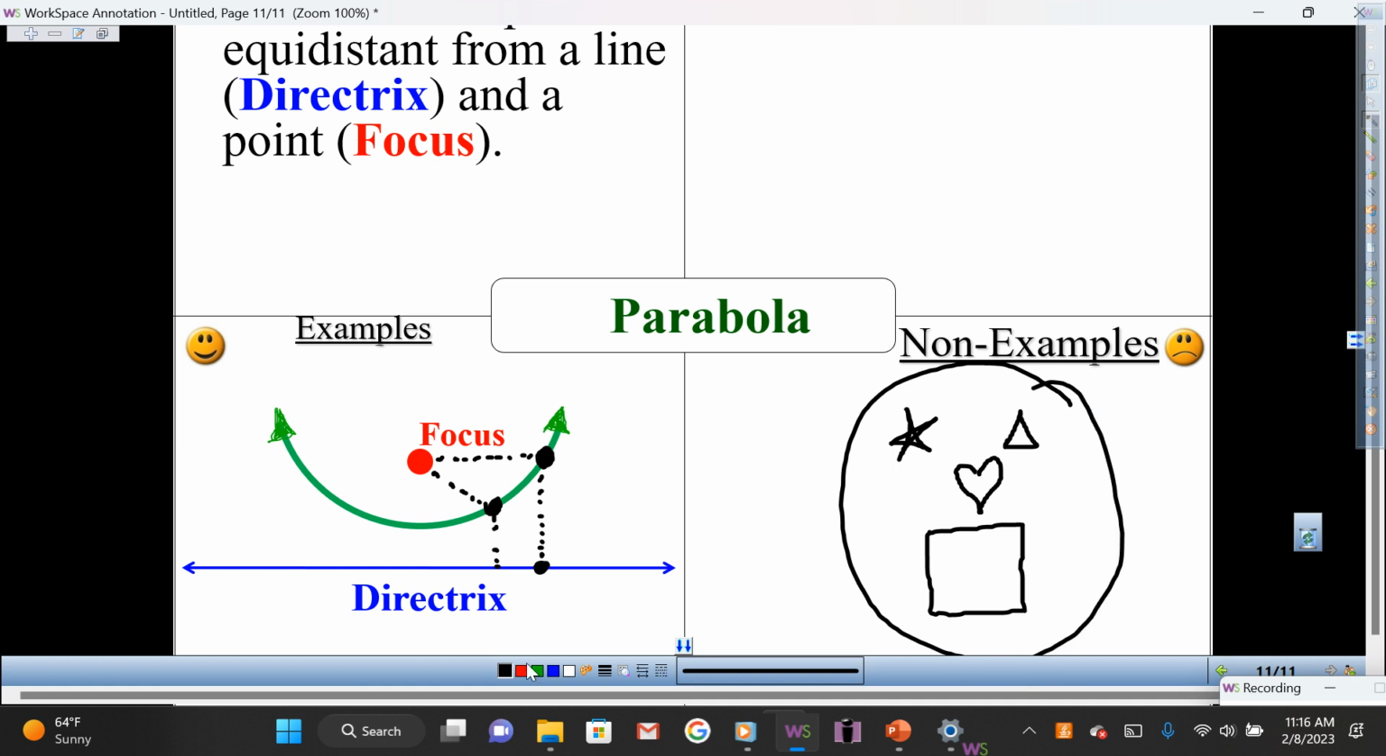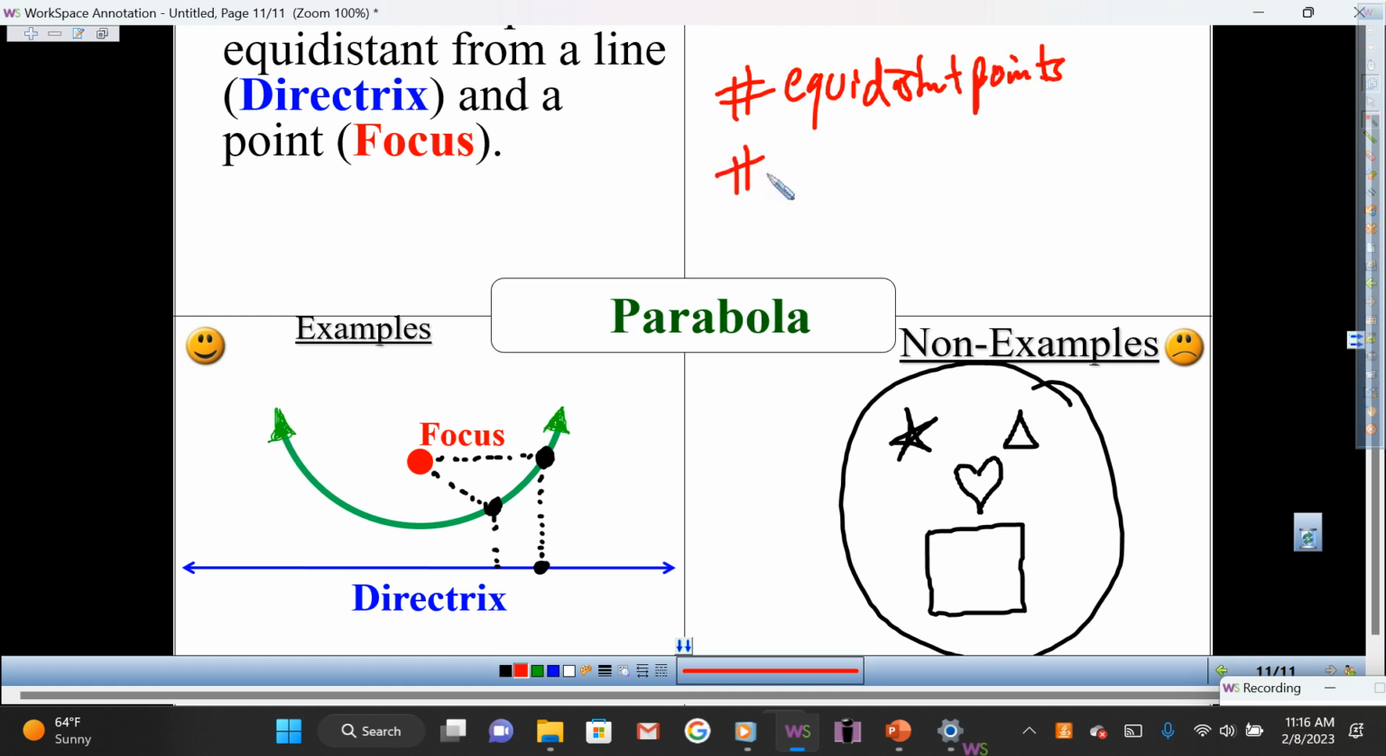There you go. All right. So what makes a parabola a parabola? Hashtag what, guys? What makes a parabola? Equidistant points, yes. Equidistant points.